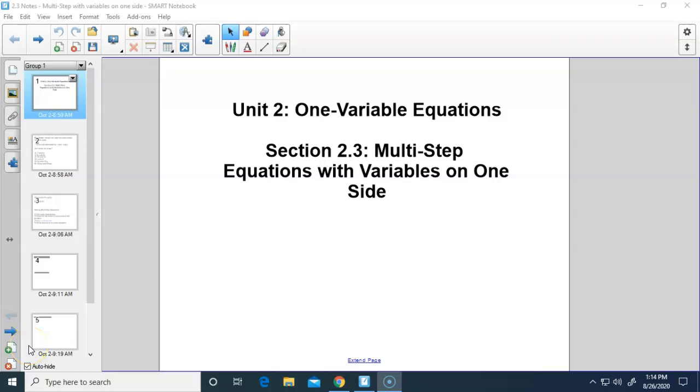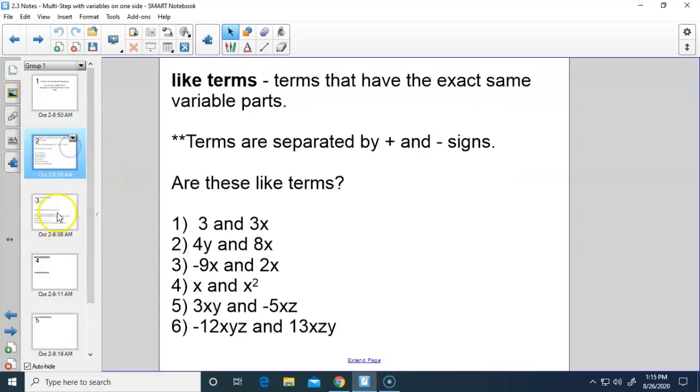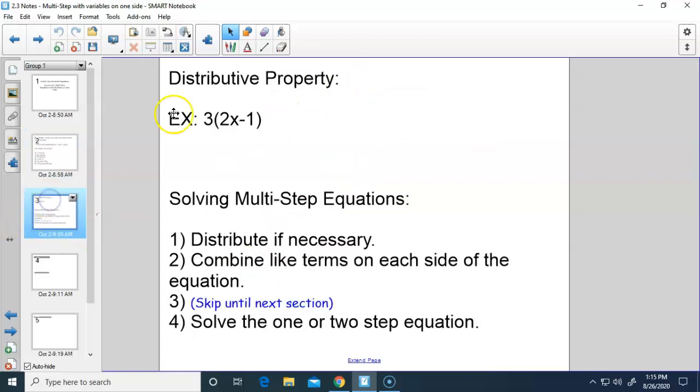Alright, today we're going to look at multi-step equations with variables on one side. So I'm going to skip over this slide because we already looked at like terms and combining like terms in detail. And I'm also going to skip this distributive property because we've looked at that as well. But right here is what we're going to focus on. These are our steps for solving multi-step equations.